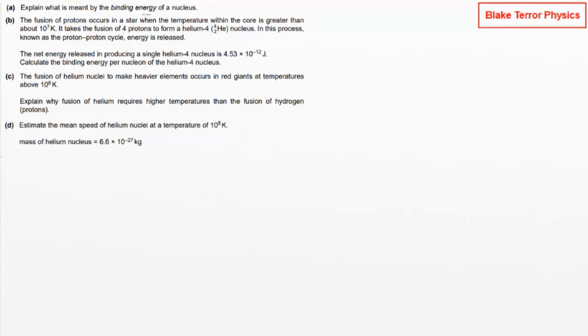Hello, here's another couple of questions on nuclear physics, particle physics, radioactivity, maybe a few other bits thrown in. Starting here by explaining what is meant by the binding energy of a nucleus.